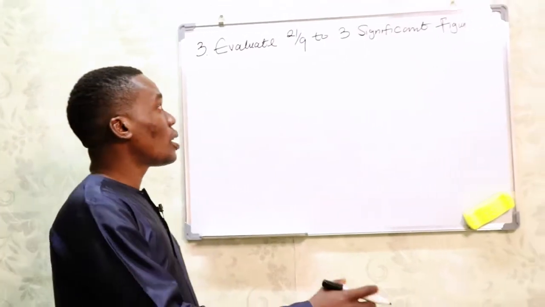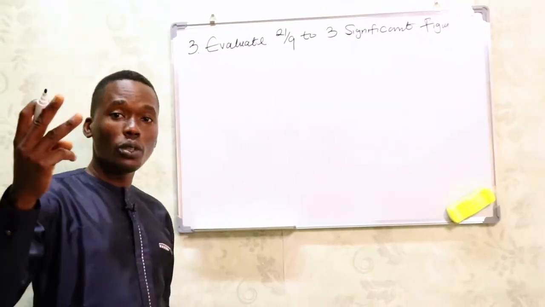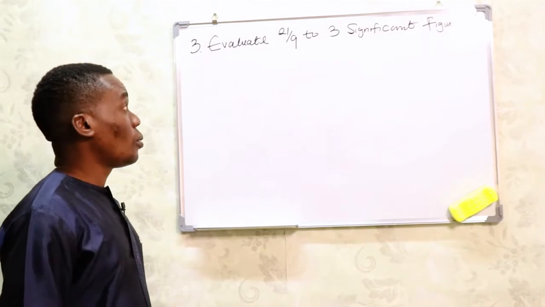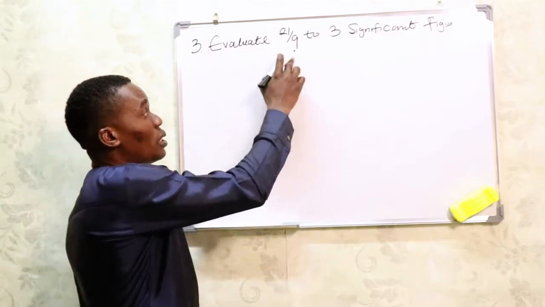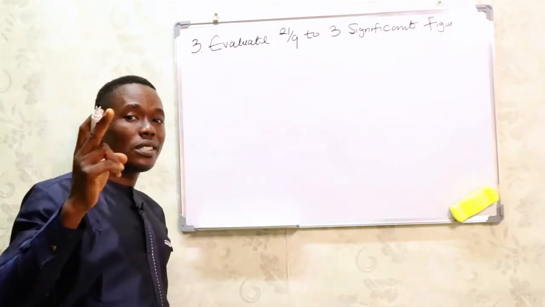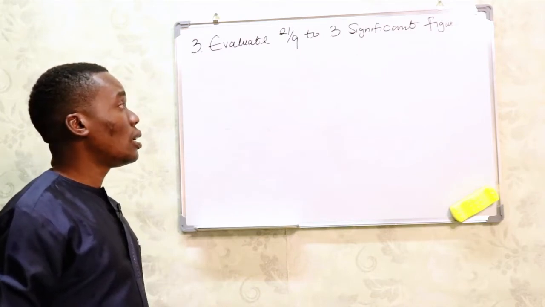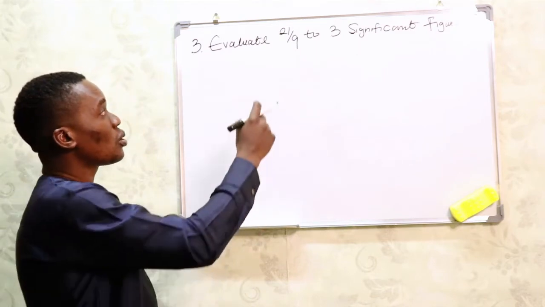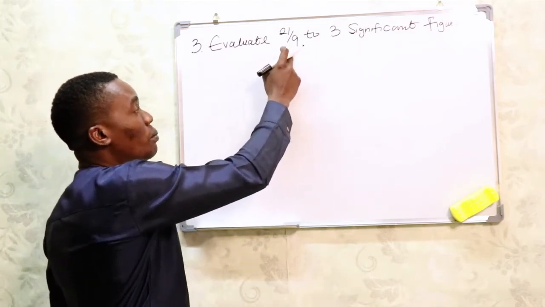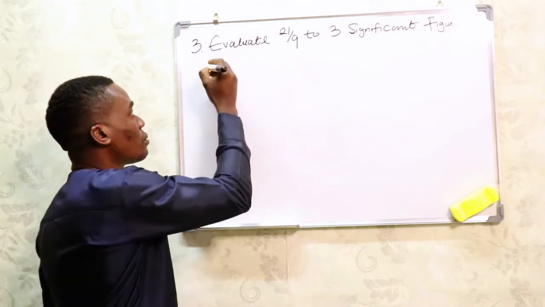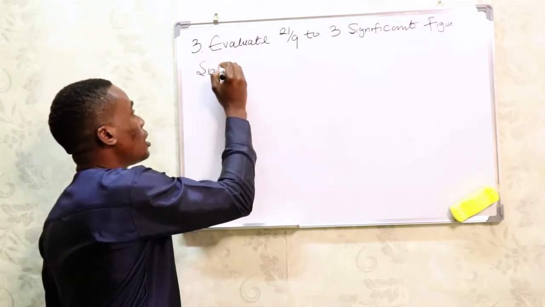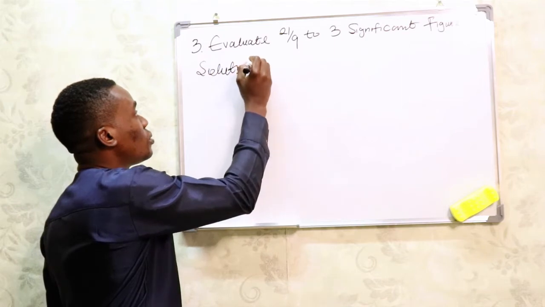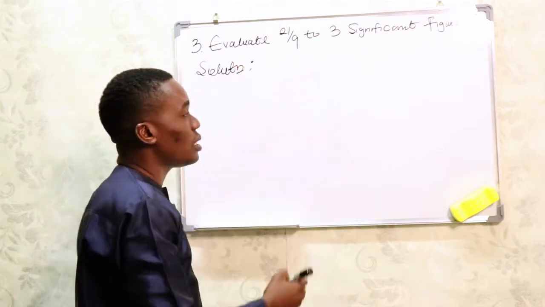Good. Now let's look at the solution to the third sample question. The third sample question says evaluate this to 3 significant figures. Now to calculate this, we need to return this fraction, this improper fraction, back to a mixed fraction. Now how do we do that? That will aid us to carry out this solution easily.